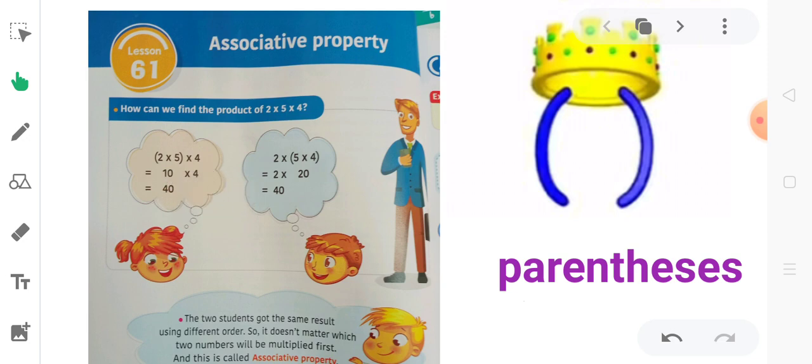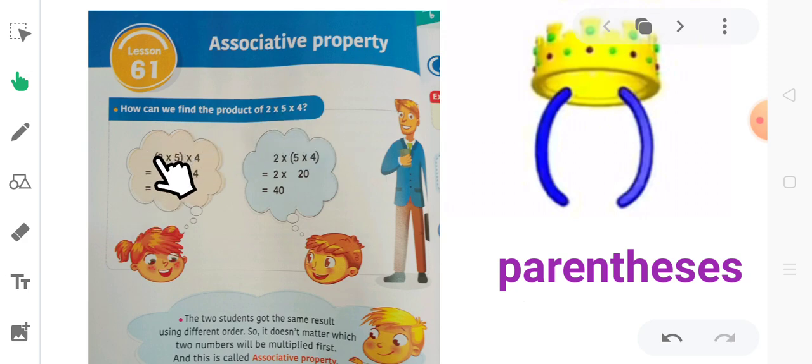Okay, what does this mean, my dears? I have 3 numbers, we said 3 factors. I've always been used to getting the answer of 2 numbers only. We have here 2 times 5 times 4. So what will I do? The first method we can get it like this.